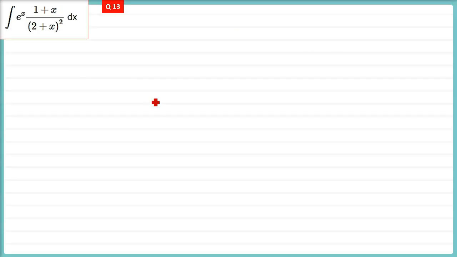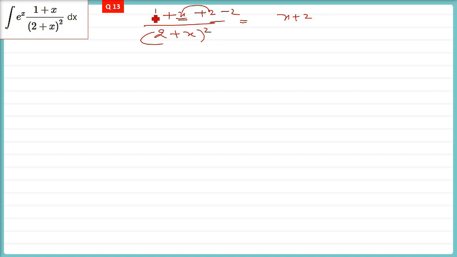And the next one is e raised x by 1 plus x by 2 plus x square. So we again want f(x) and f dash x. So we have 1 plus x by (2 plus x) whole square. And since x plus 2 is already there, we'll make the numerator 2 plus x. For that we have to add a 2 and subtract a 2, and separate this x plus 2 and the term which is coming afterwards. X plus 2, 1 minus 2 is negative 1, and the denominator remains the same.